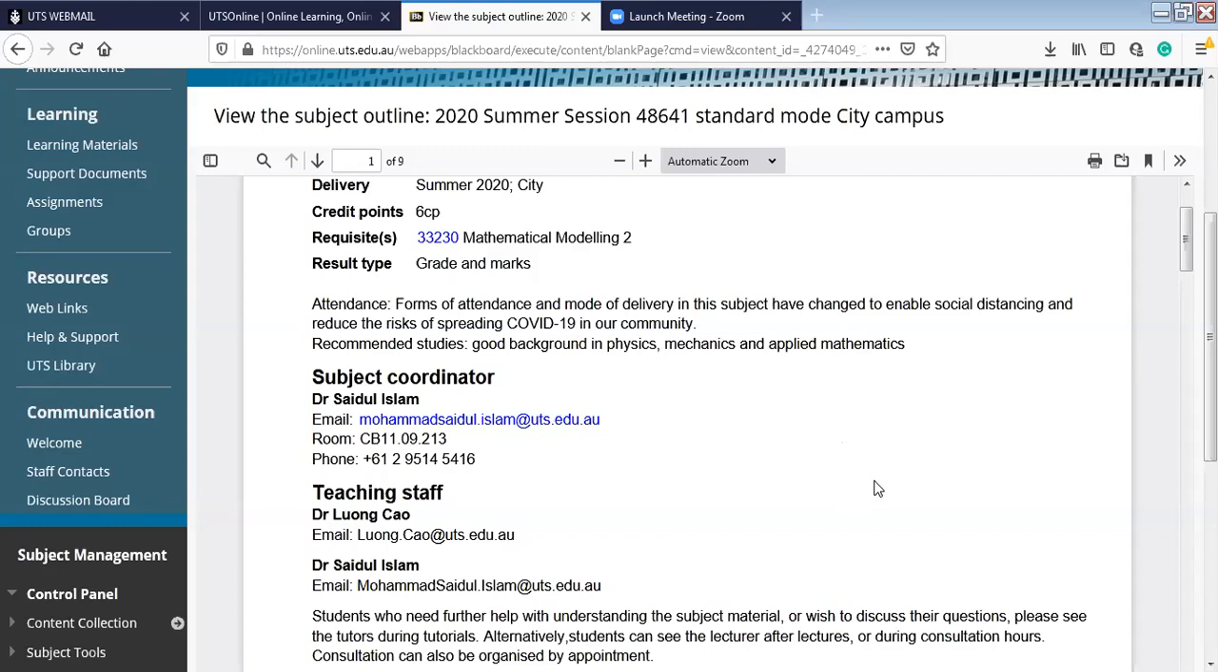Okay, so we will start at 4:05 or 4:02 because some students are still coming in.